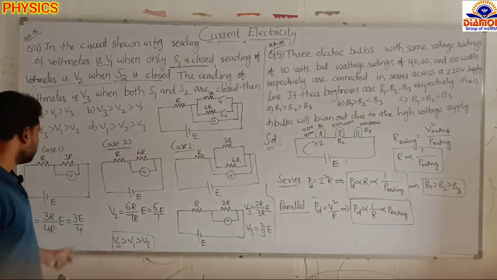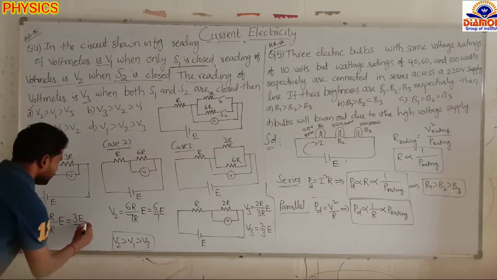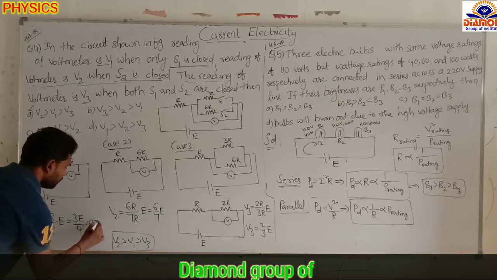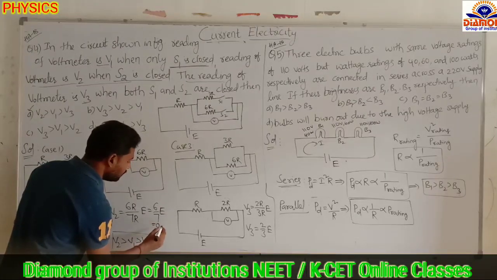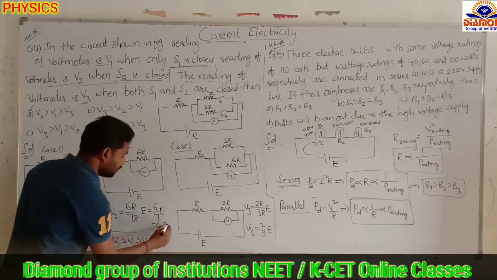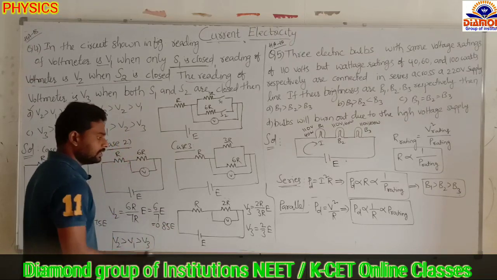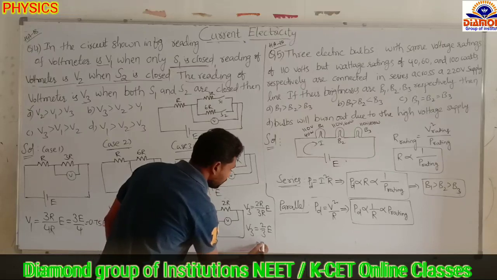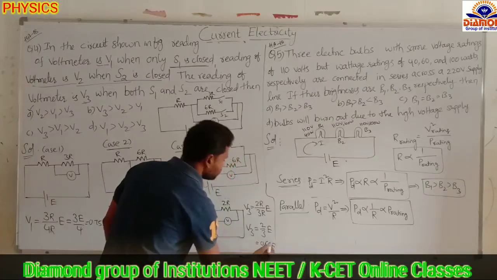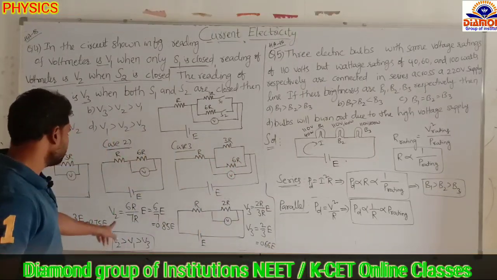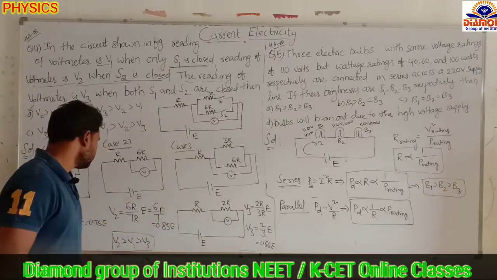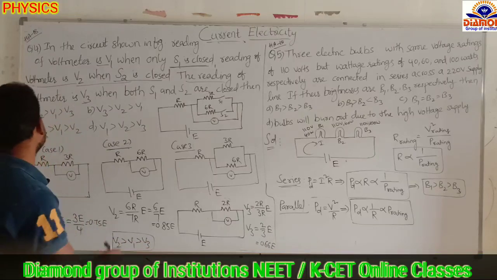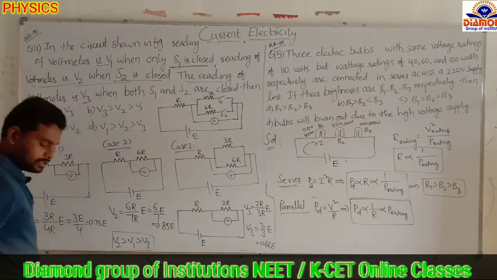So which value is more? 3 by 4 E means we will get almost 0.75 E. 6 by 7 means we will get 0.85 E. And the next, 2 by 3 E means 0.66 E. So which is more and which is less? V2 at 0.85 is more, and next V1 and then V3. So V2 is greater than V1, which is greater than V3. So V2 is greater. Option A is the right answer.